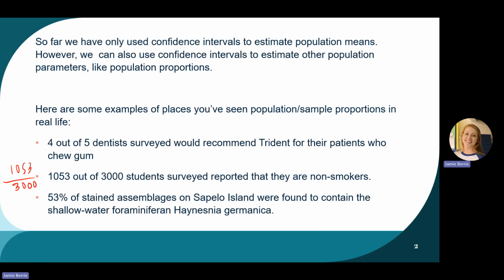All right. So this last one, I grabbed this out of a scientific paper that I saw that was published on some work that was done on Sapelo Island. So it says 53% of stained assemblages on Sapelo Island were found to contain the shallow water foraminiferan Hynesia germanica. All right, so you can also represent these proportions in their percentage form.